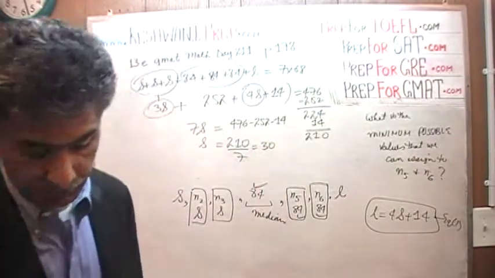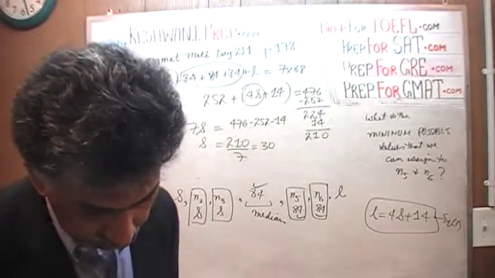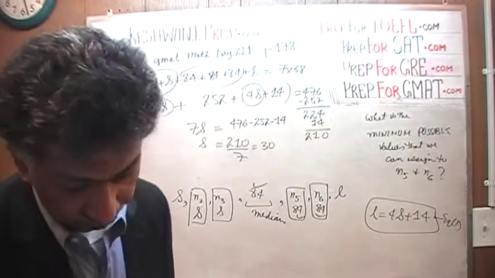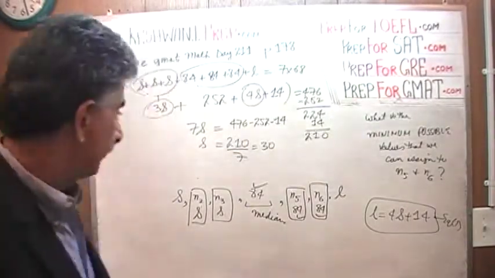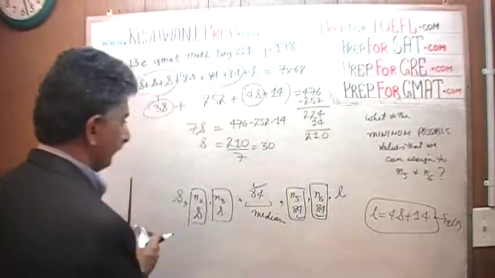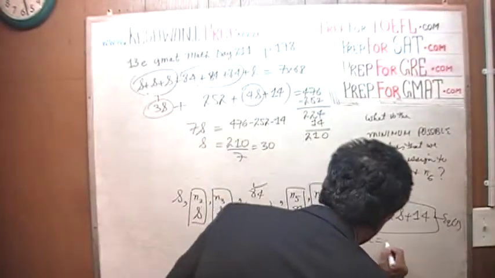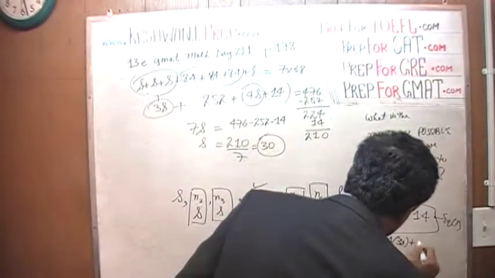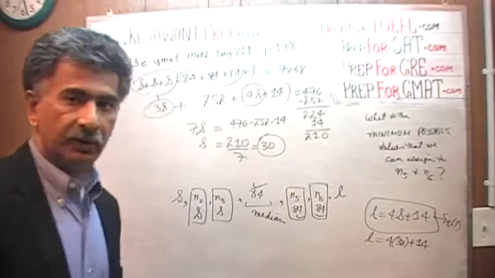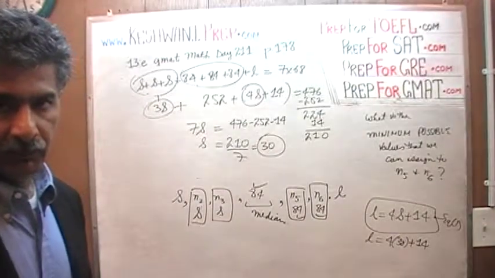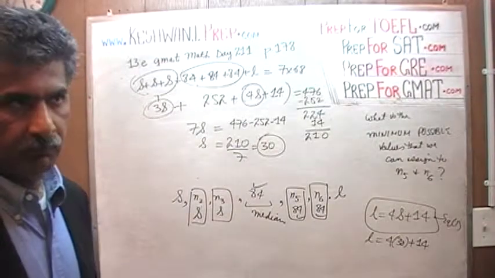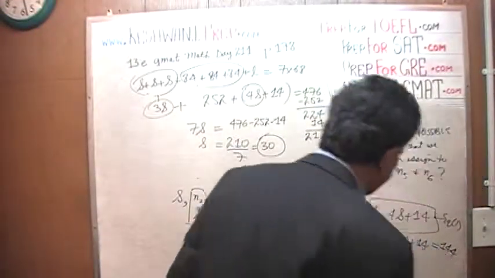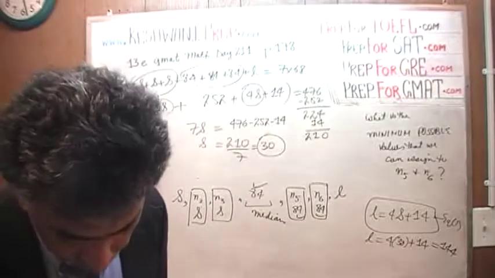Now the question is not asking us the length of the shortest piece, is it? I think they are looking for the length of the longest piece. What is the maximum possible length of the longest piece? Let's find out. Right there. The longest piece would be 4 times S, which is 30, plus 14. 4 times 30 is 120. 120 plus 14 would make it 144. 144 inches. And that would be the answer.